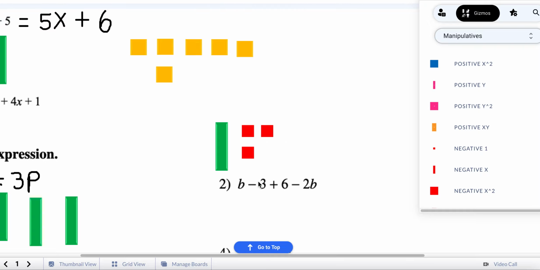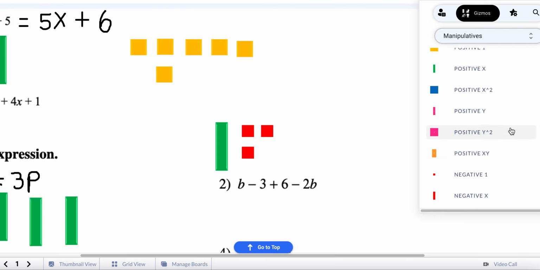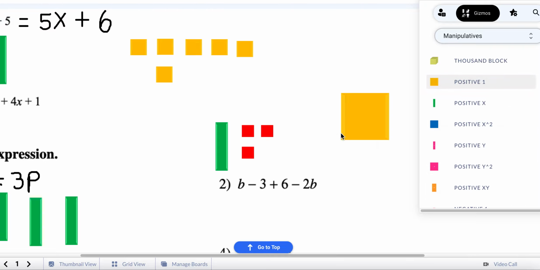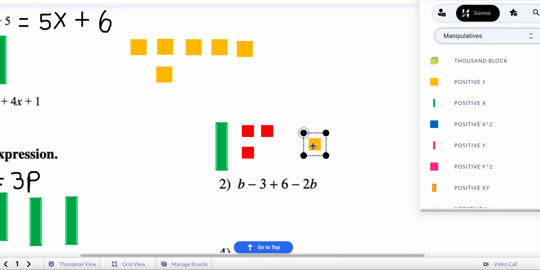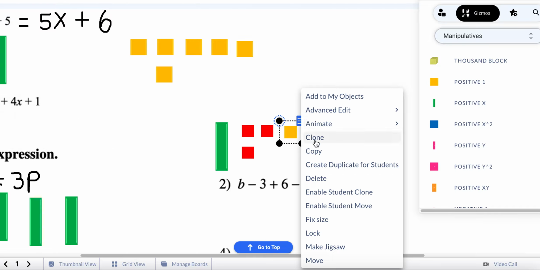So I have b minus 3 now plus 6. These are units, 6 units. And I'm going to get my units. Remember, my units are, for some reason, big. So I'm going to make this smaller, almost as small as the negative. There you go. That's it. And how many do I need? I need 6 of those. And remember what I'm going to do? I'm going to clone this one so I don't have to make them smaller all the time.